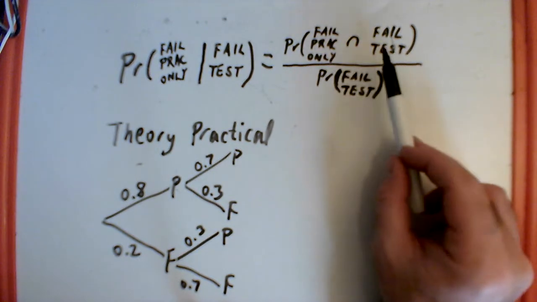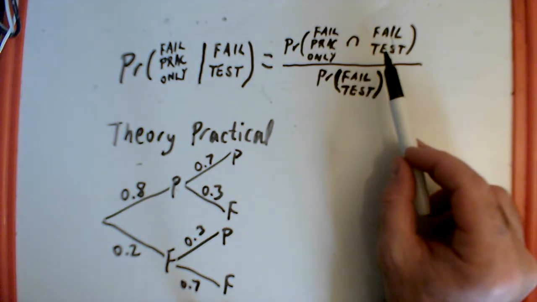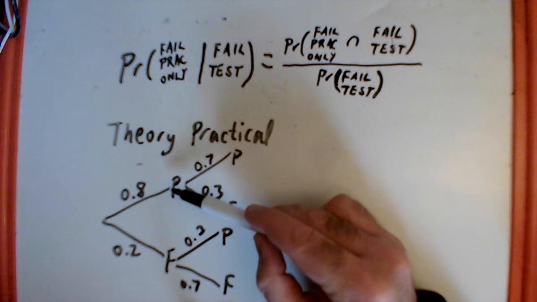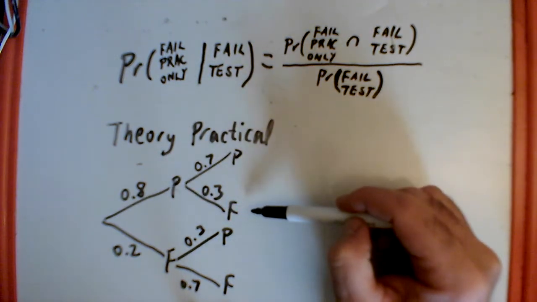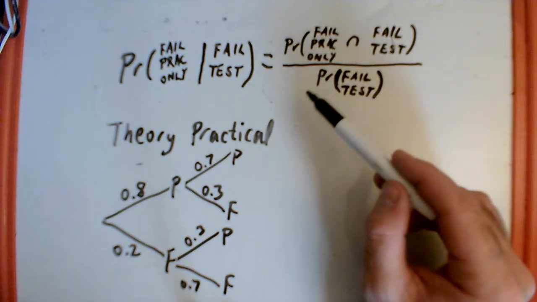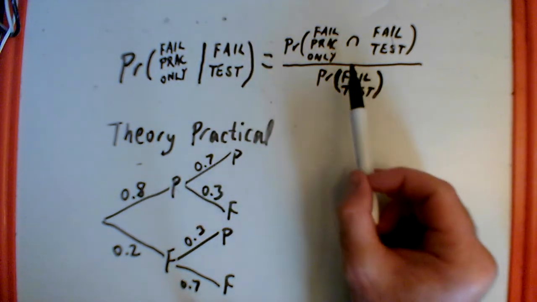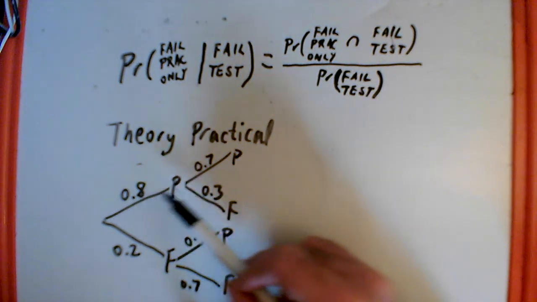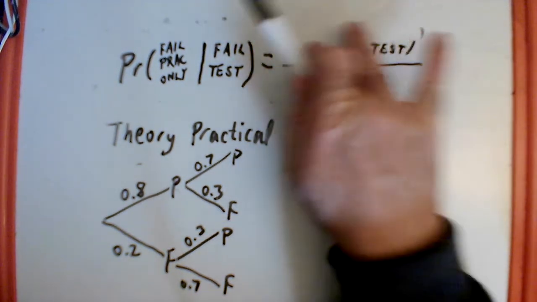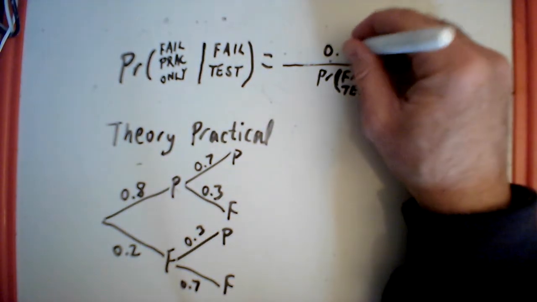so fails the practical only and also fails the test, that can only happen in one way. It can only happen where he's passing the theory and failing the practical. That's the only way that he can fail the practical only and fail the test as well. So it doesn't include the event where he fails both the theory and the practical. So the top bit of this is just 0.8 times 0.3, where he fails the practical and also fails the test. So 0.8 times 0.3 is 0.24.